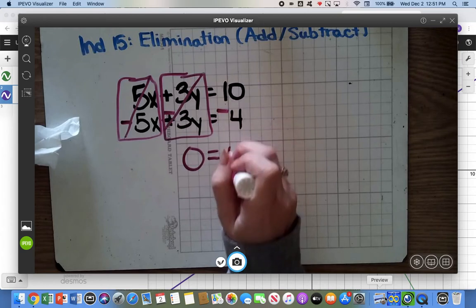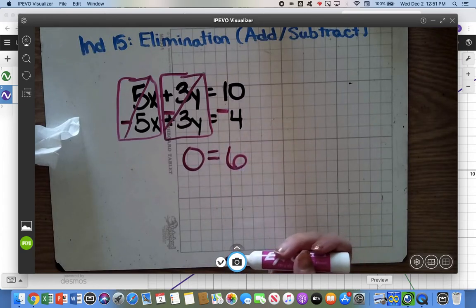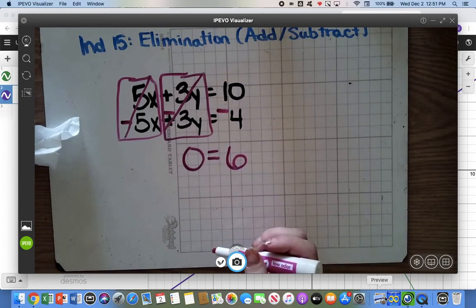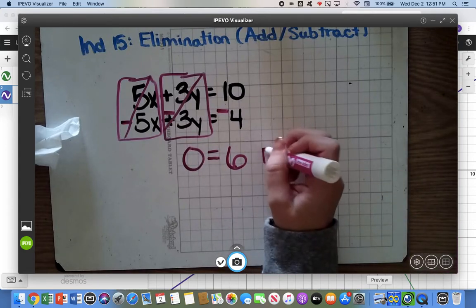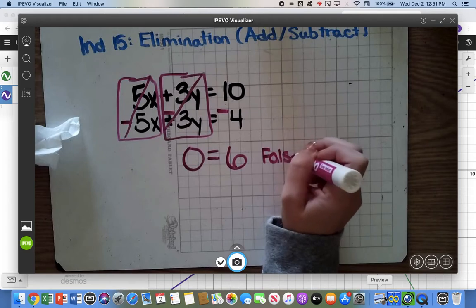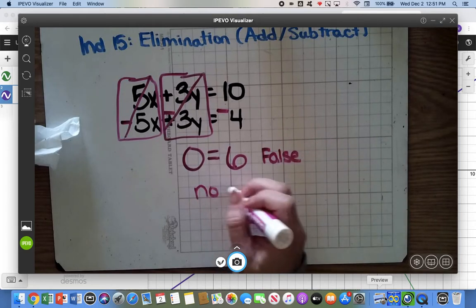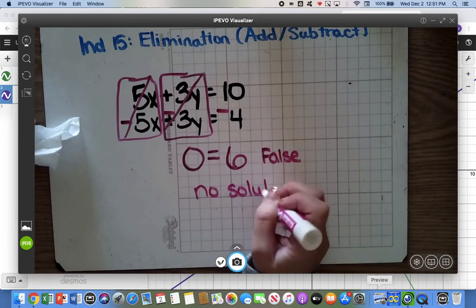So we actually have nothing left on the left-hand side. And on this side we have a 6. Can 0 ever be equal to 6? I definitely don't think so. This is definitely a false statement. So we say no solution.